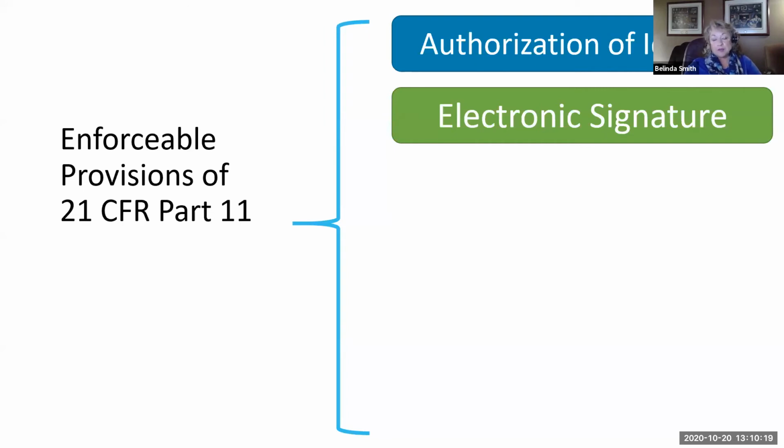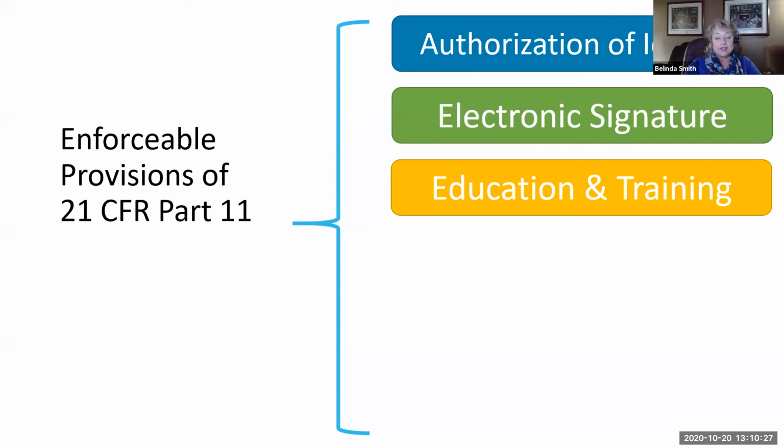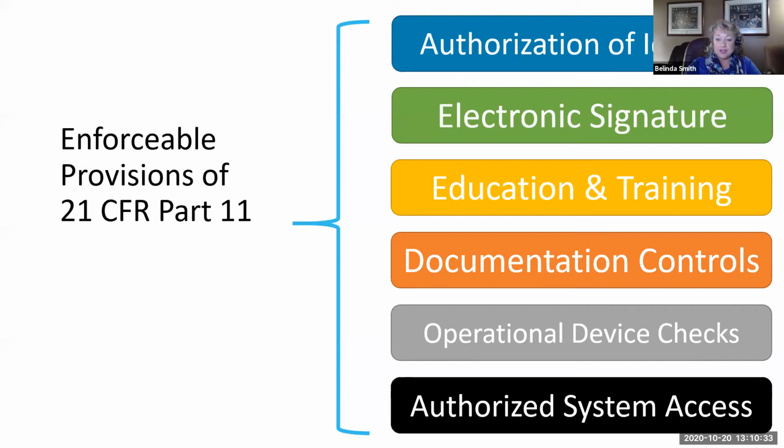But there are some additional things that are considered enforceable provisions of this regulation. One is education and training on the system and the documentation of that. Others are documentation controls. So there has to be quite a bit of tracking, date stamping, chain of custody, so that there is absolutely no question of who did what in the system.